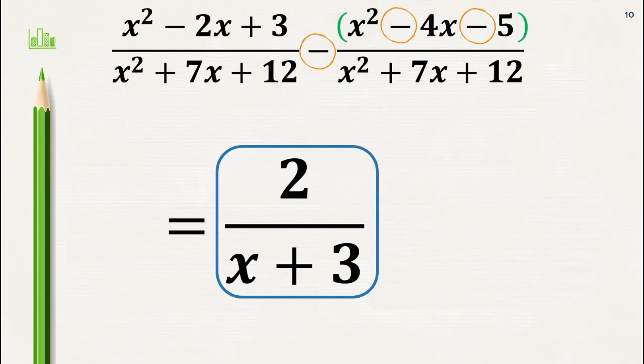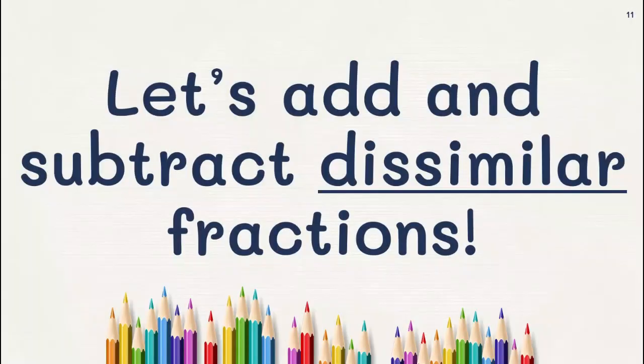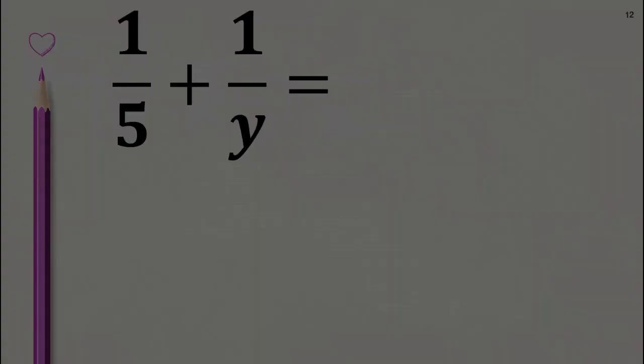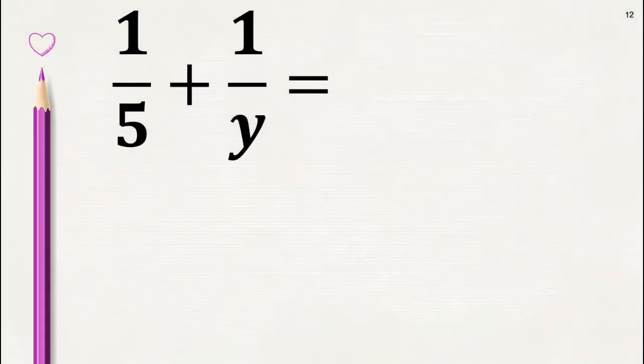Next, let's add and subtract dissimilar fractions. When we say dissimilar fractions, these are fractions that have different denominators and cannot be added or subtracted immediately. Let's have our first example. We have 1/5 plus 1 over y.